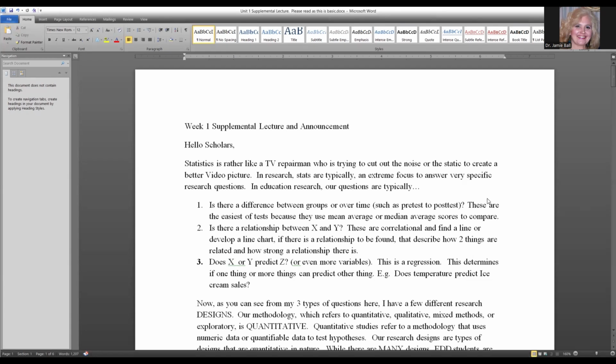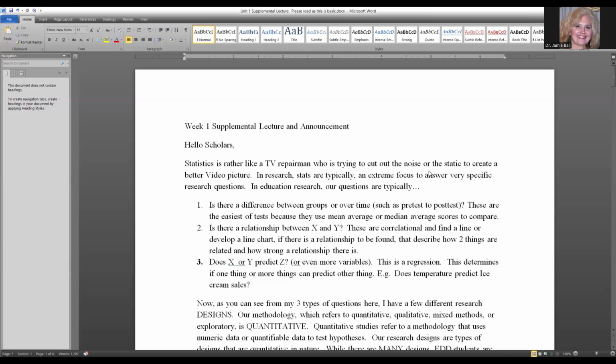on. Now, for your dissertation, social sciences, educational research, etc., there are going to be three main types of questions that you'll ask. The first is a difference between groups. Is there a difference between groups? Or it could be over time, like pre-test, post-test. That's within time. So between groups, between men and women, or over time, from pre-test to post-test.